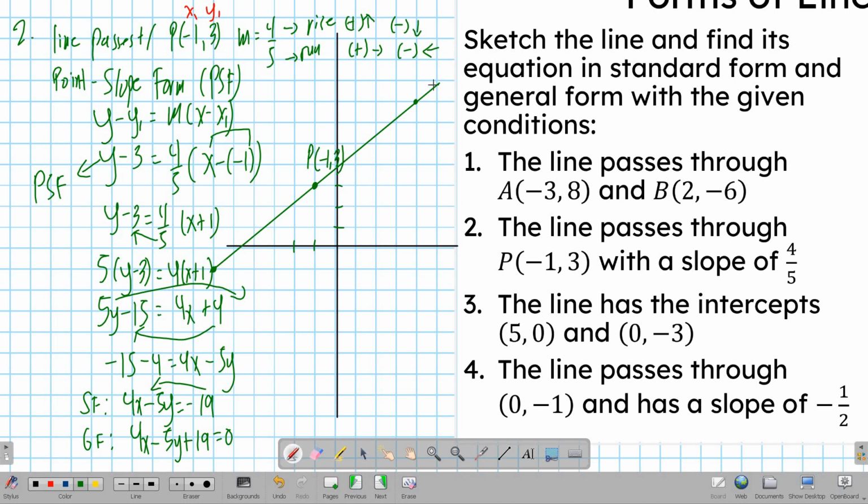Tama. So, therefore, this line has a slope of 4/5. And the equation of this line in standard form is 4x minus 5y equals negative 19. In general form, 4x minus 5y plus 19 equals 0. So that's your answer for number 2.